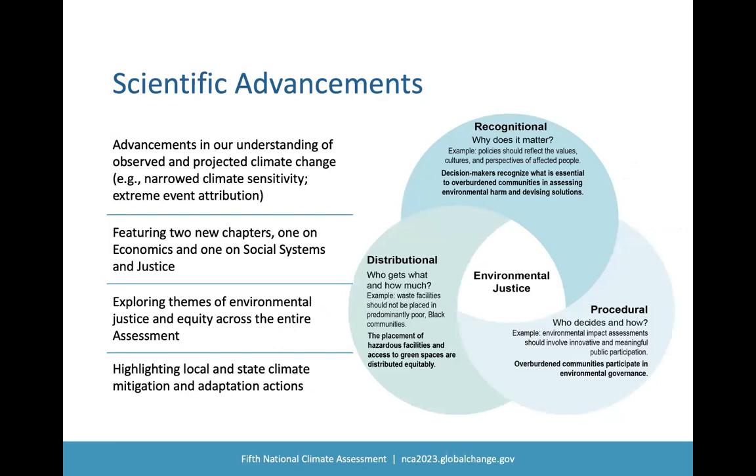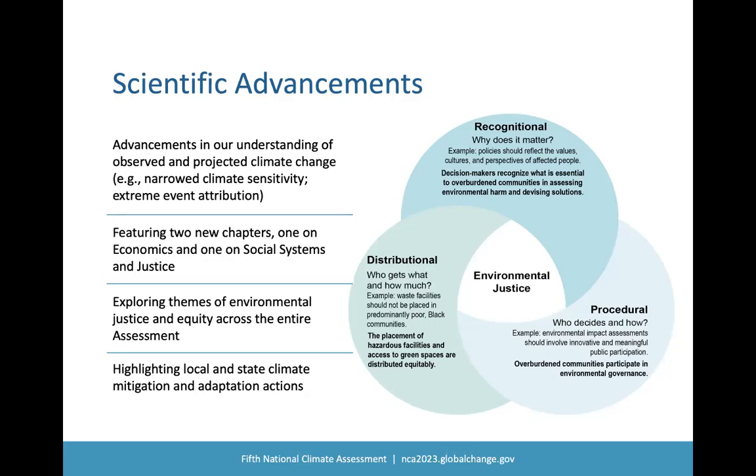I mentioned our 2 new chapters. Those chapters provide new insights into how people in the US experience climate change and how climate actions are understood and communicated and implemented. We've also explored major themes of environmental justice and equity beyond just the social systems and justice chapter, really themes that run through every single chapter of the report, which helps broaden our understanding of how climate impacts exacerbate social inequities. We also highlight many local and state climate mitigation and adaptation actions.